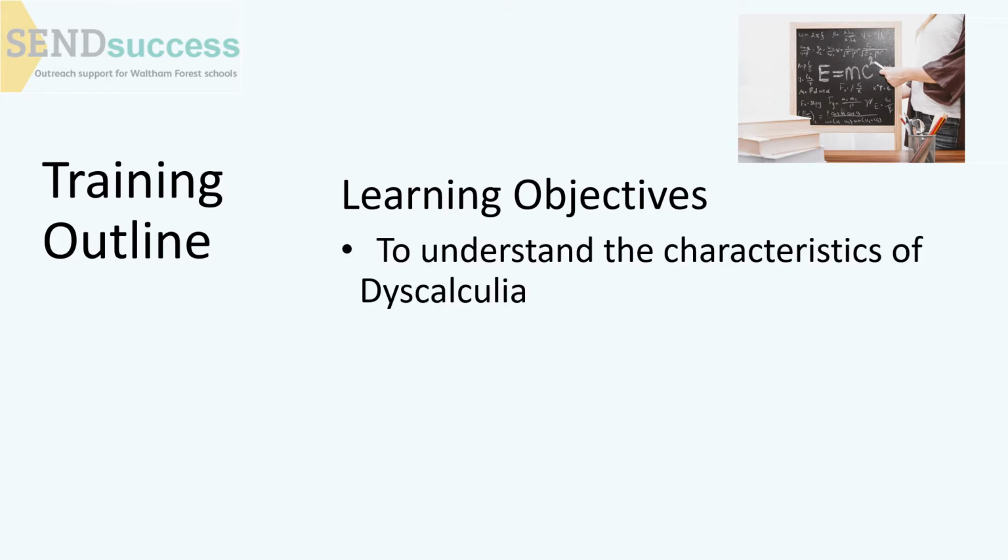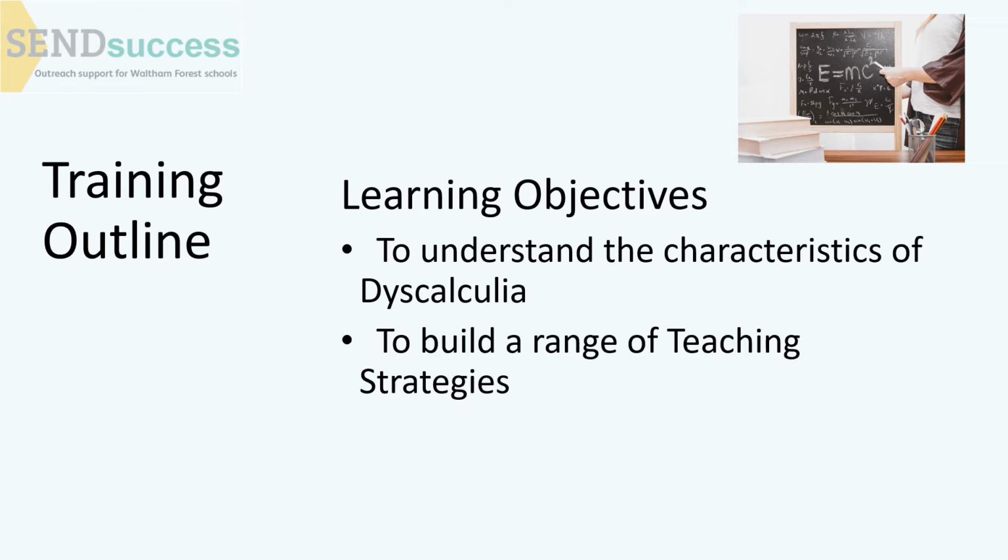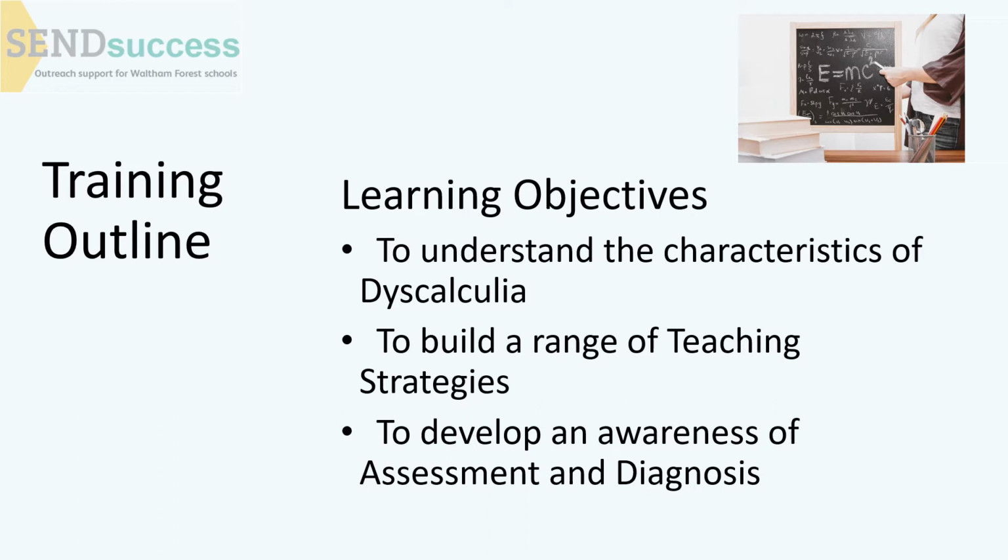The training will cover the following learning objectives. To understand the characteristics of dyscalculia and maths learning difficulty, and to look at some of the signs and indicators you might see in the classroom. And then to look at a range of teaching strategies to support the learners that display these features. And then finally looking at the processes involved in identifying and diagnosing dyscalculia.